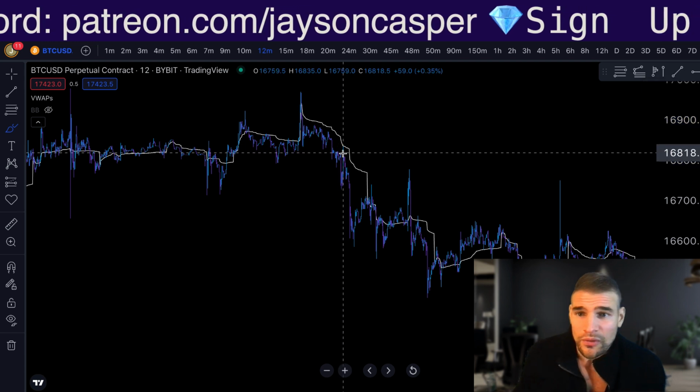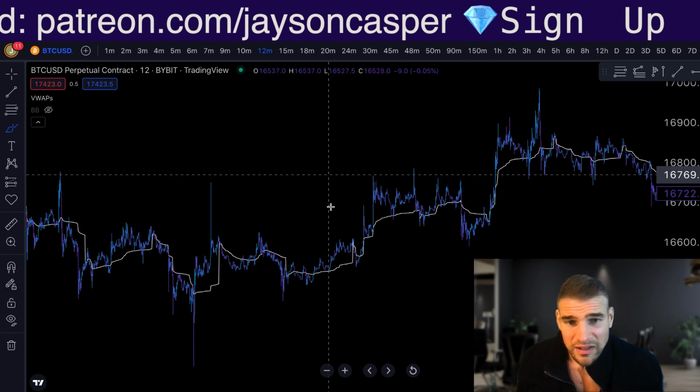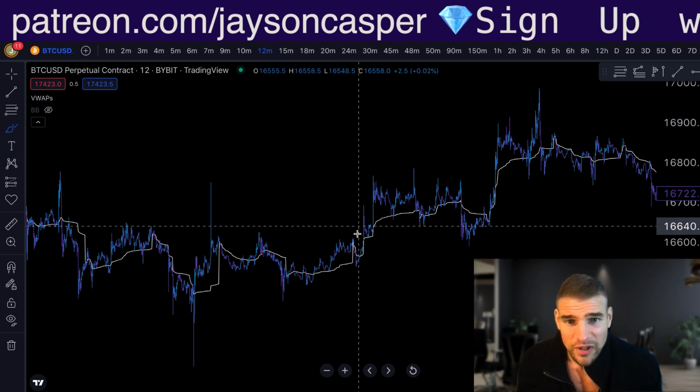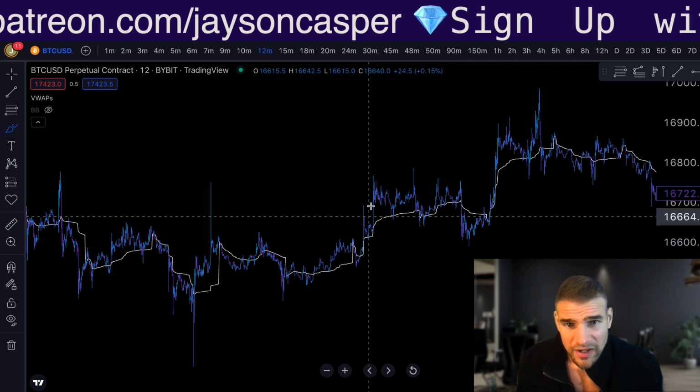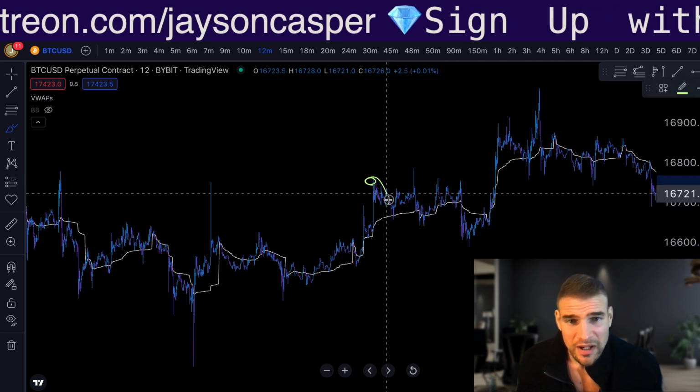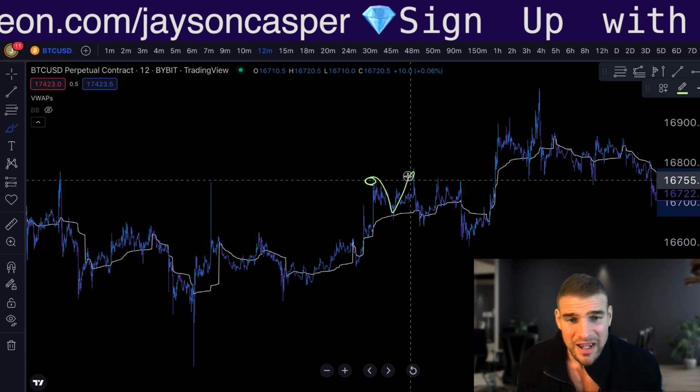And the opposite is true for long trades. We want price to spend a lot of time and a lot of distance away from the VWAP. For example, right here, we spend a lot of time and distance away from VWAP. And then when we finally come back down, we get a nice bounce from it. Again, a lot of time and distance.